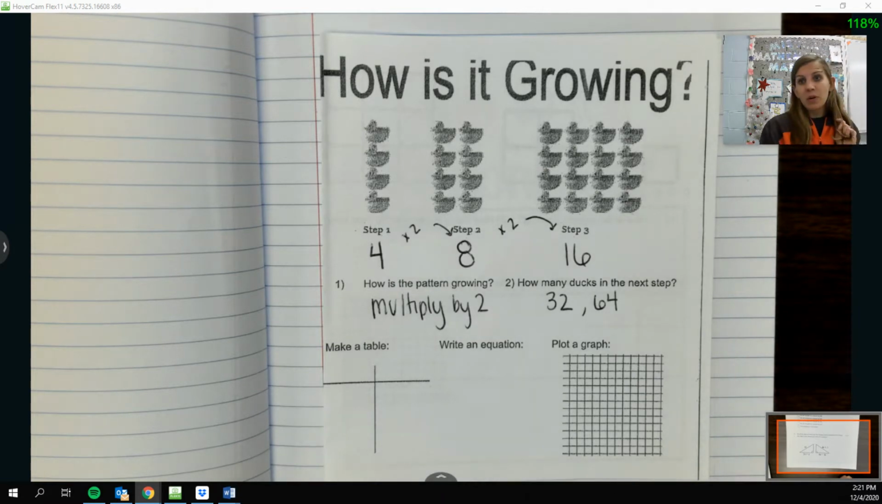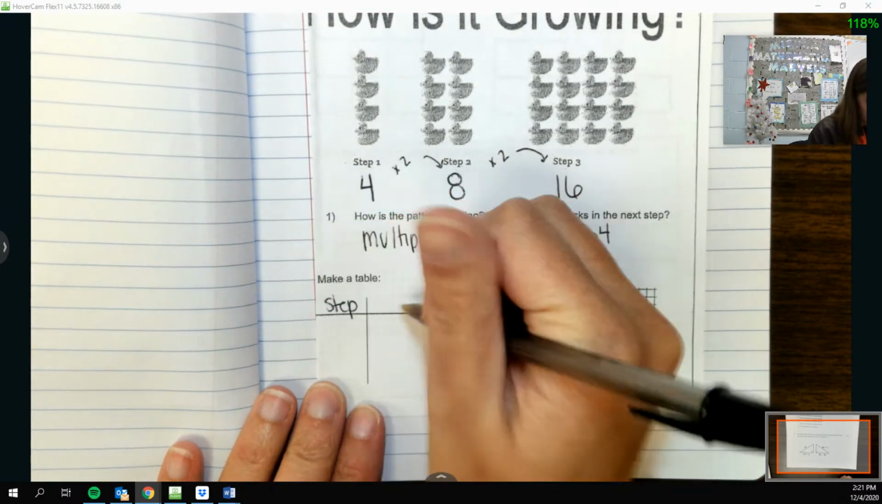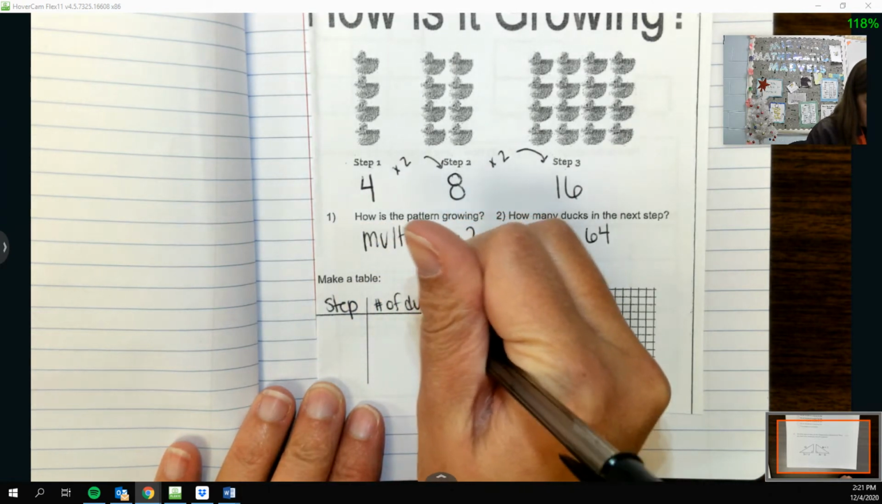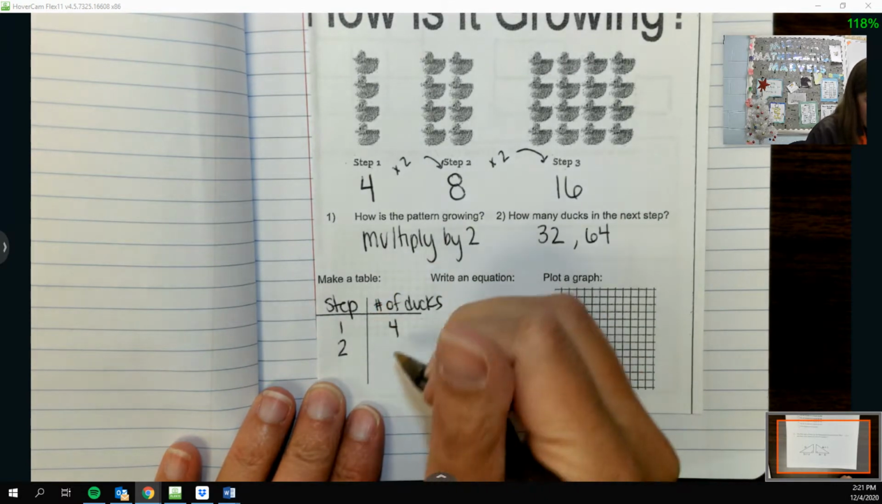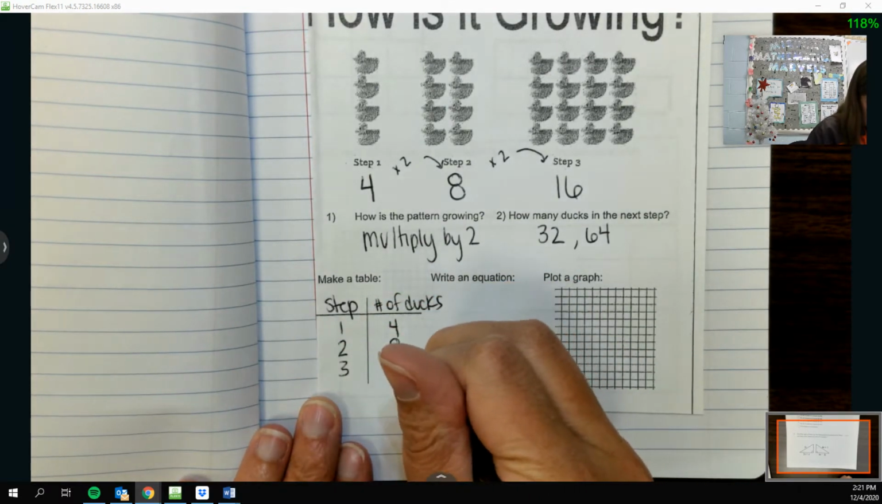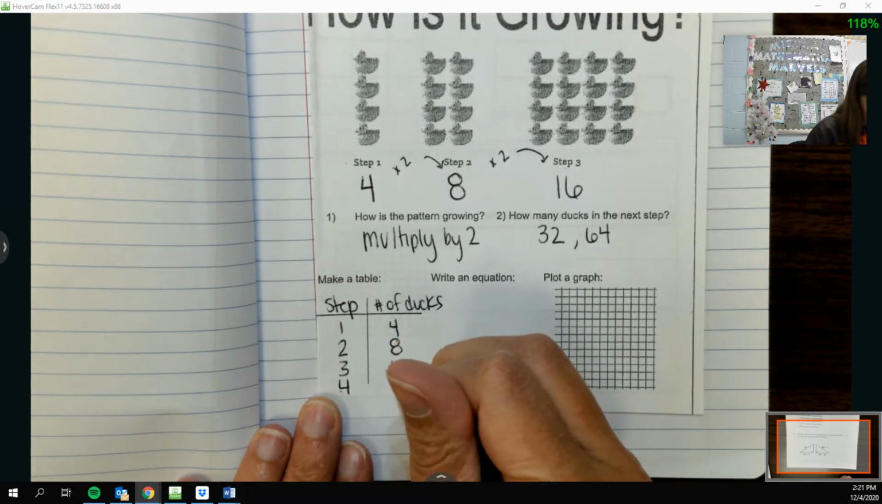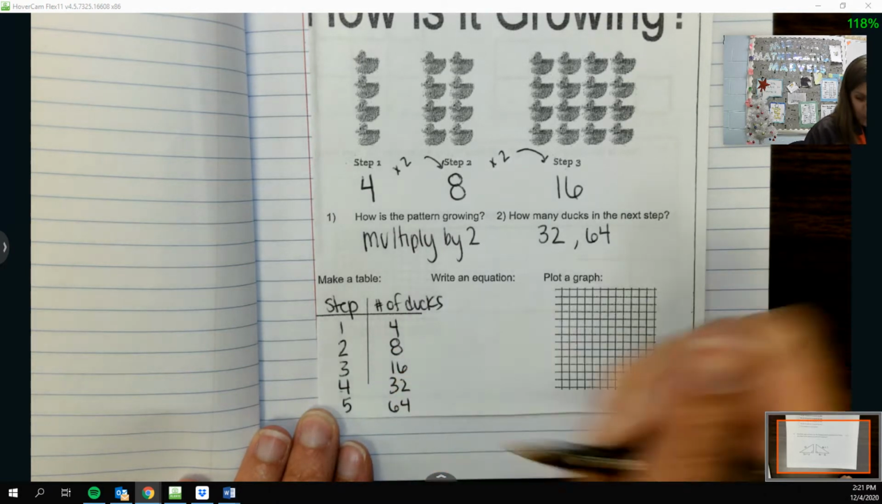So just like we did before, we can represent our nonlinear functions as a table, equation, and a graph. So if we think about our table, we have step, and in this case, number of ducks. In the first step, I had 4 ducks. Second step, I had 8 ducks. Third step, I had 16 ducks. In the fourth step, it seems like I should have 32. And in the fifth, 64.